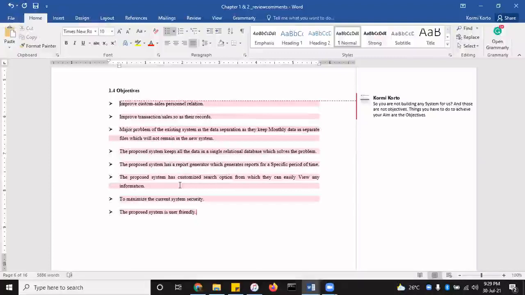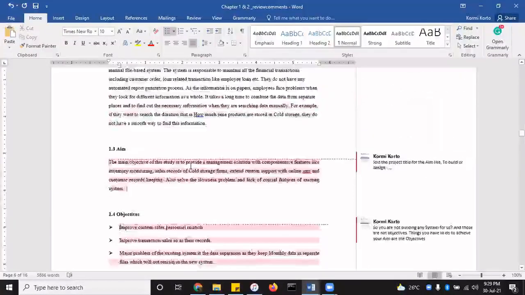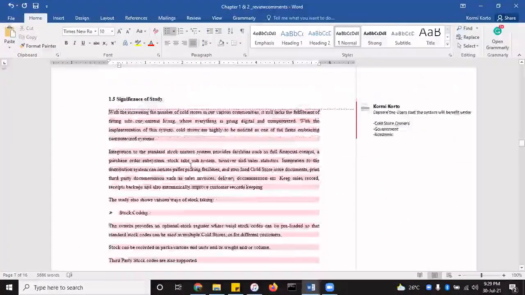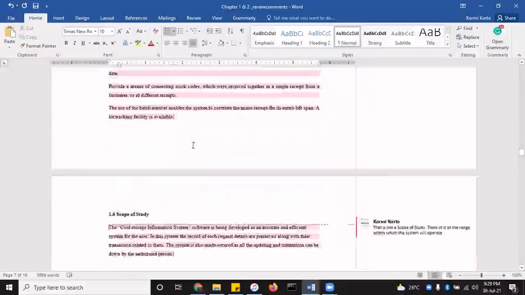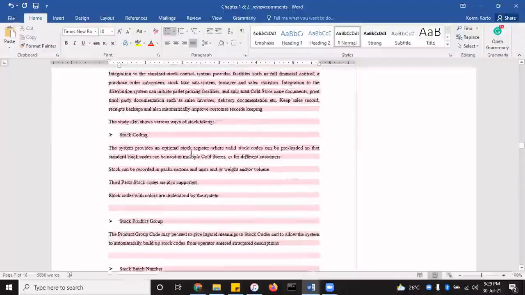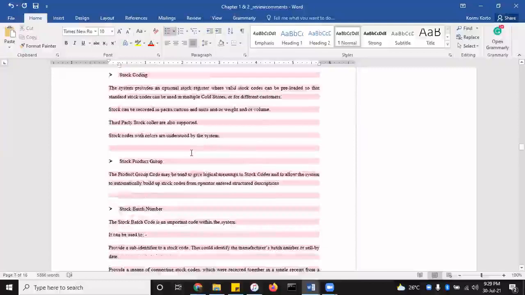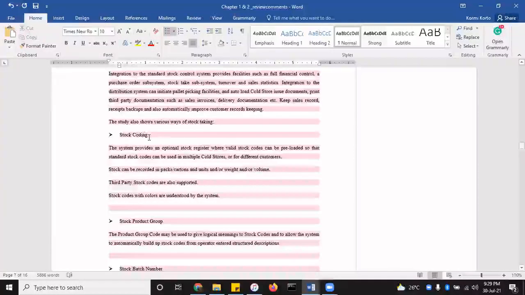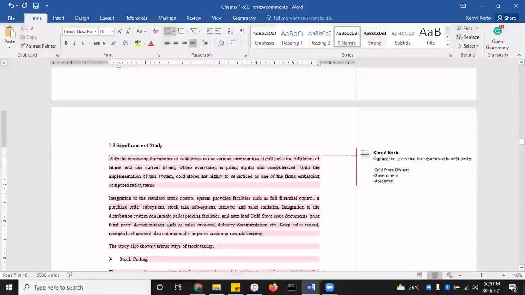Yes, sir. Okay, so there's nothing over here that's an objective. It's just a lot of talk, nothing. Some of the issues that I come across: significance, as usual. We went on and on. I don't see the organization. I don't see academia. I don't see a government over here. It's just the stock holding, the stock product groups, the stock batch numbers. Really.